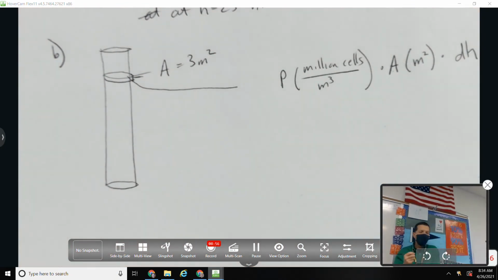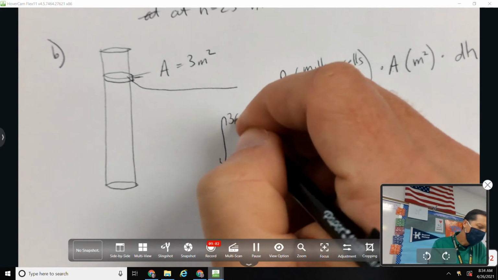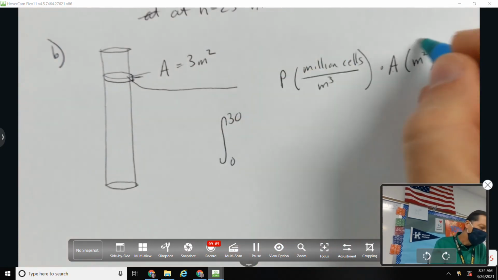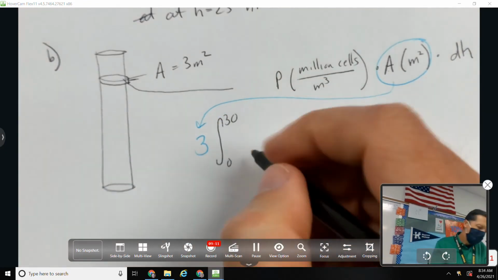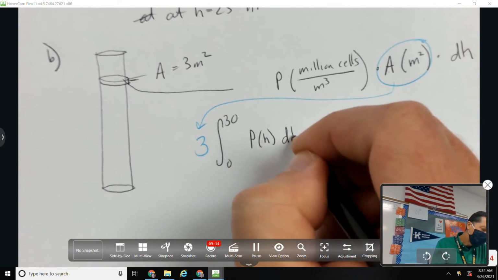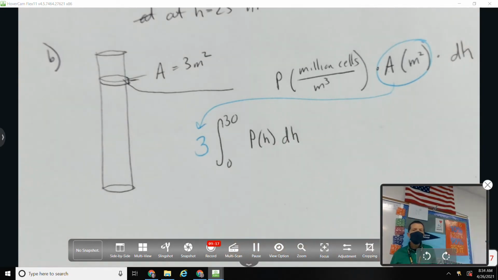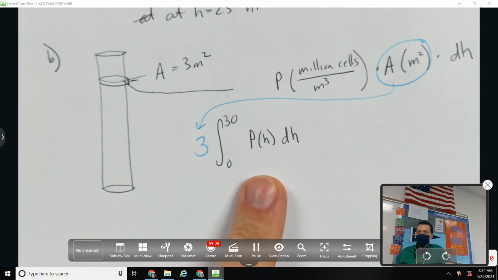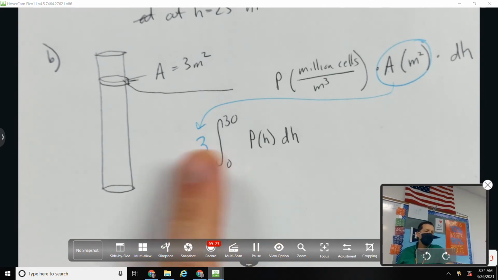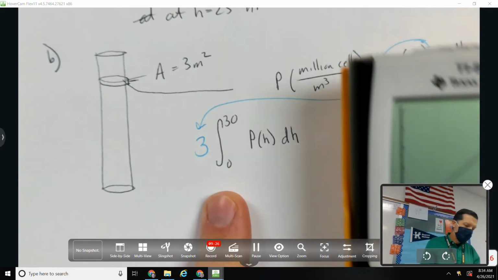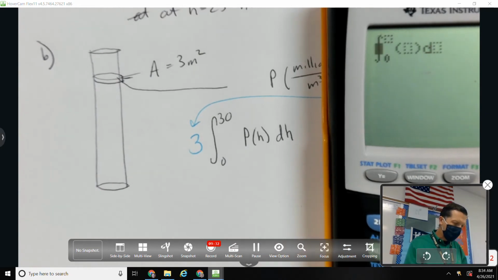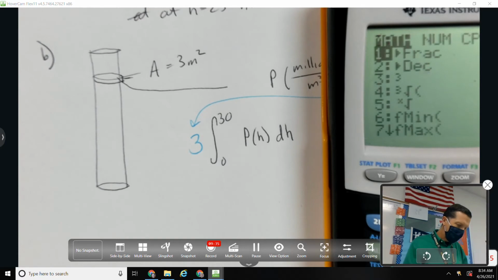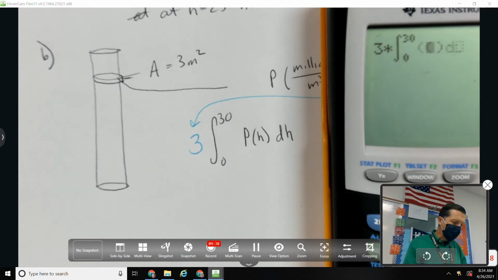So adding them all up is integrating. Add them all up from 0 to 30. The A is equal to 3, so I can just put a 3 out front, and then integrate P of H dH. P of H is already defined, so all I need to do is type this in the calculator. Math 9. Whoops. Multiplied by 3. You can do it later, but I'm doing it now because I'm afraid I'll forget it later.